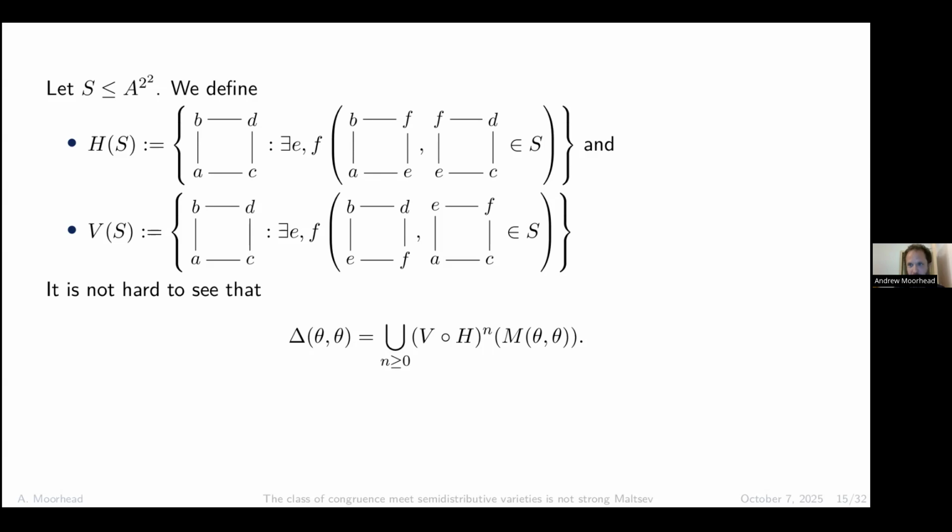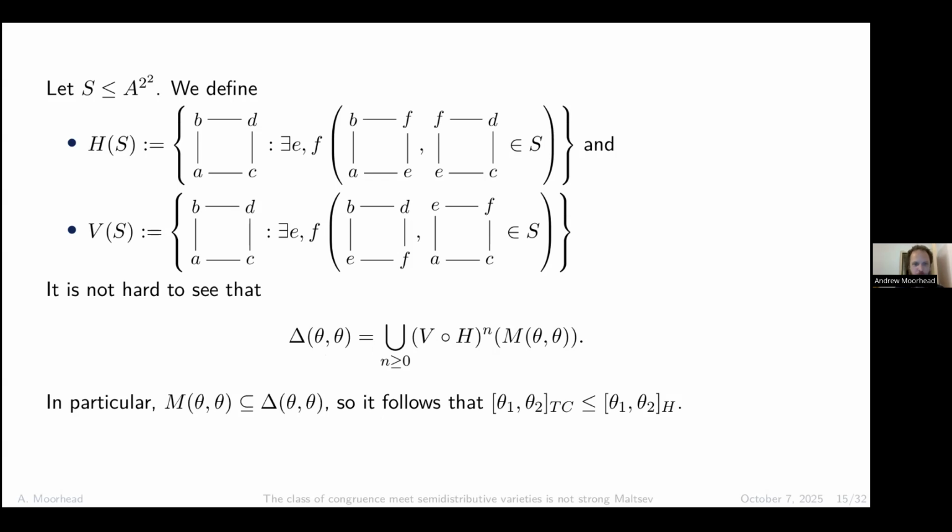And if we have a two reflexive relation, then we can get away with just this relational product when we take transitive closures. So in particular, it's not hard to see that delta of theta theta is actually equal to, well, now we can compose these two operators, take a power, look at all powers bigger than or equal to zero. And so this is a particular way of producing the iterated transitive closure. The least set that is compatible, contains the generators of the matrices, and is a two-dimensional congruence. So in particular, we have that the matrices are contained in delta of theta theta, and it follows that the hypercommutator is always an upper bound for the term condition commutator.